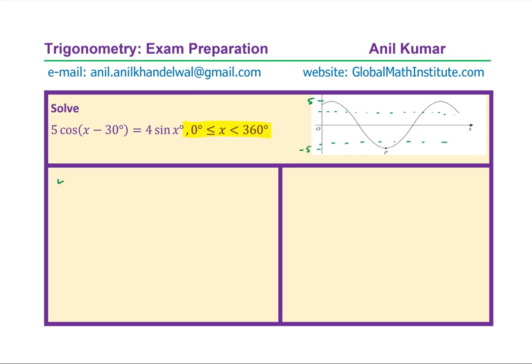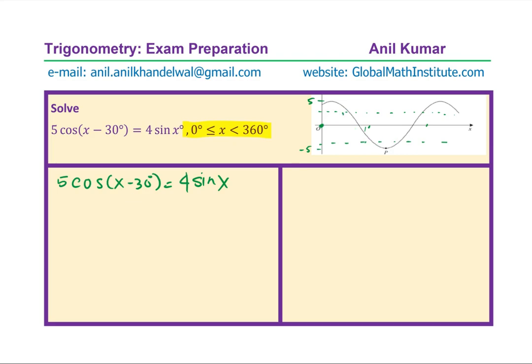We want to find the solution for 5 cos(x minus 30 degrees) equals 4 sin x. If you graph it, sine will have a minimum, and dividing this into 4 equal parts, we get the graph which will go to a maximum, then a minimum, and then a maximum, which will be kind of like this, right?